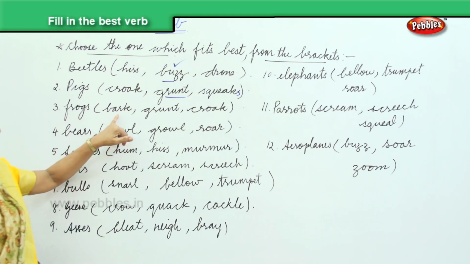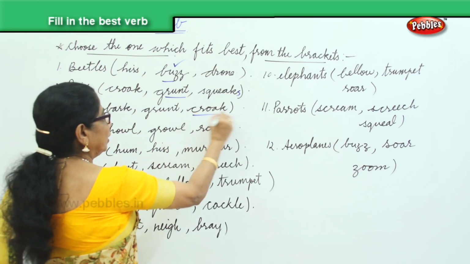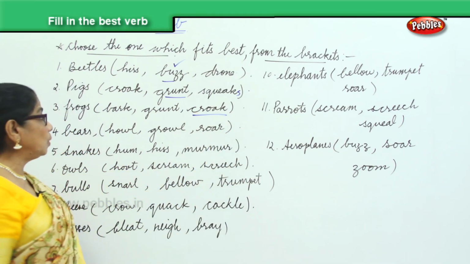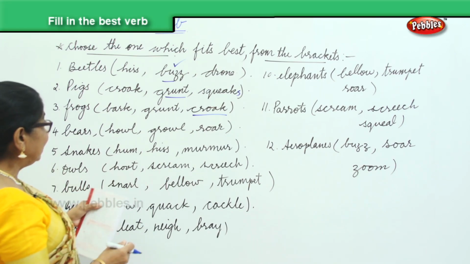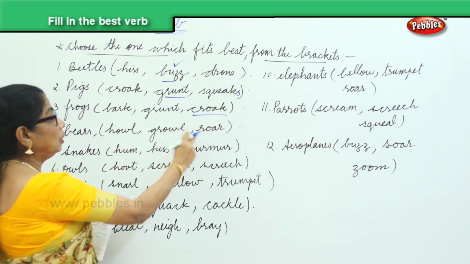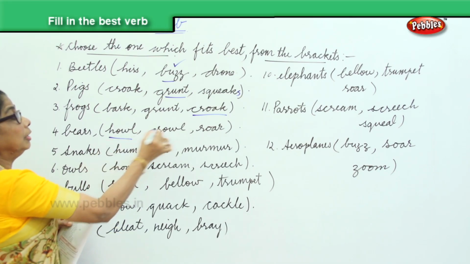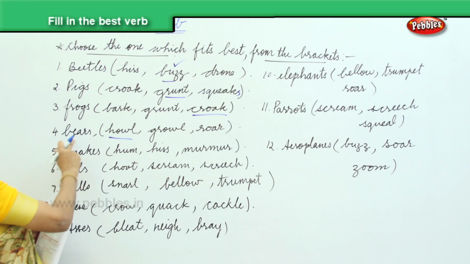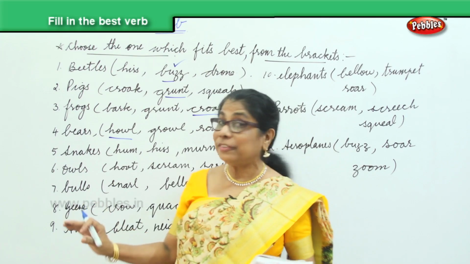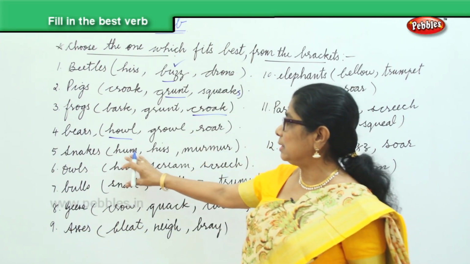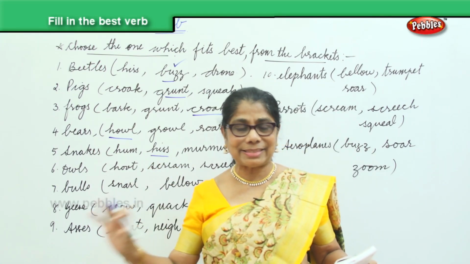Frogs, you don't say frogs bark. You don't say frogs grunt. You say the frogs croak. Very good. Next one. Bears. What do the bears do? Bears normally howl, roar, they growl. The bears howl. They don't growl, they don't roar. The bears howl. You will see the howling of the bears. And the next we have snake. Everybody knows you don't say snakes hum, snake murmur. The snake hiss.